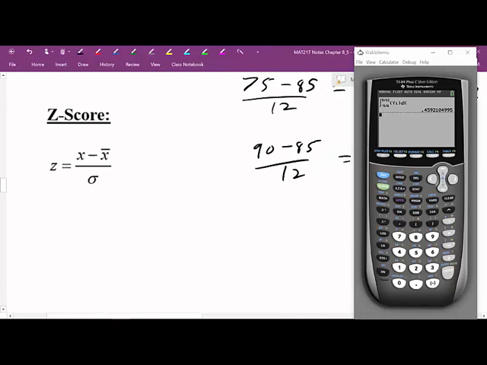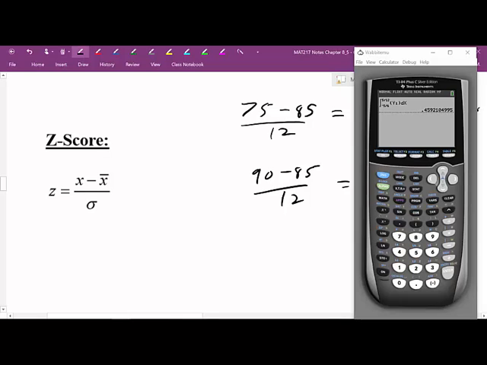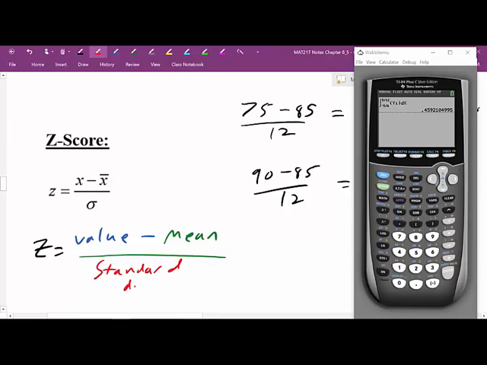Before we move on, I just want to point out the z-score formula. I gave it to you right here, and we just used it up above. It's just logic. The z is your value minus your mean, your average, divided by your standard deviation. Okay, and that's going to take care of us on this video.